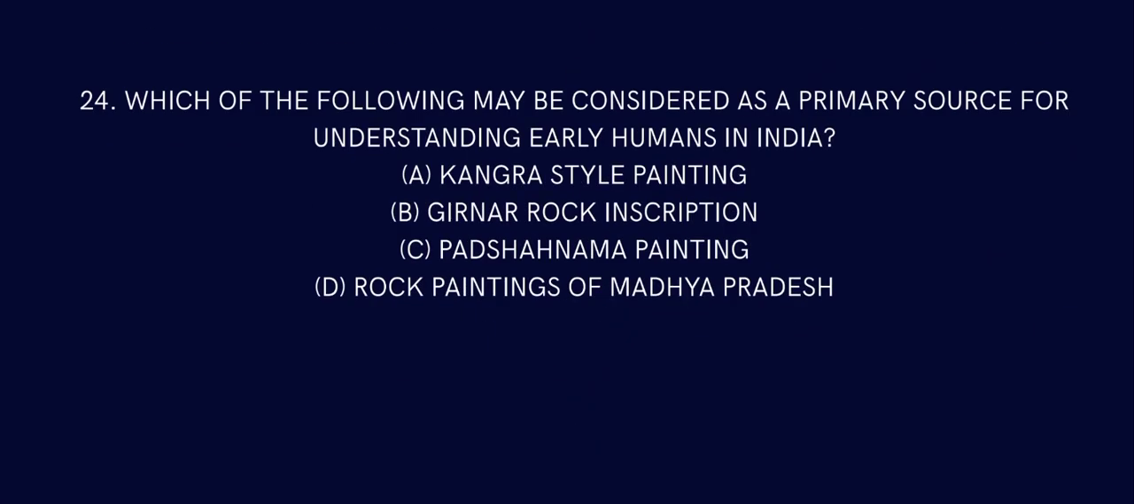Question number 24. Which of the following may be considered as primary source of understanding early humans in India? Kangra style painting, Girnar rock inscription, Padshahnama painting, or rock paintings of Madhya Pradesh?